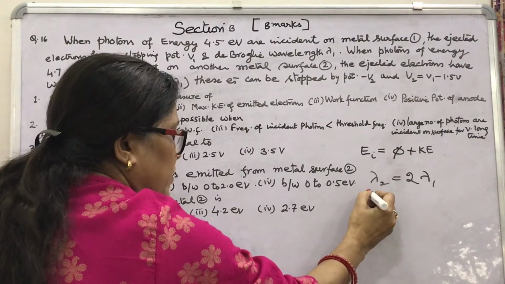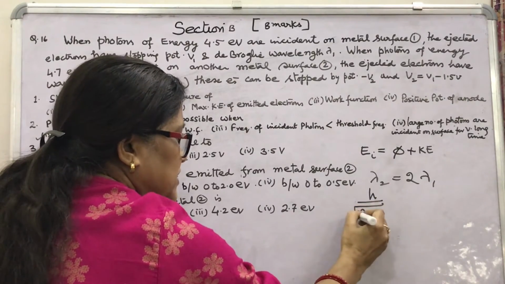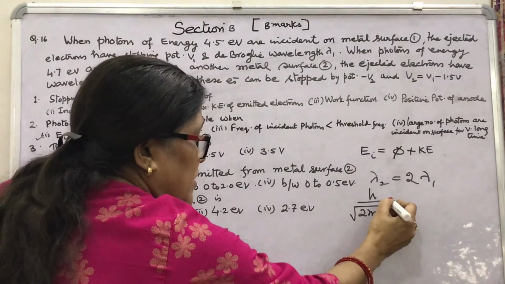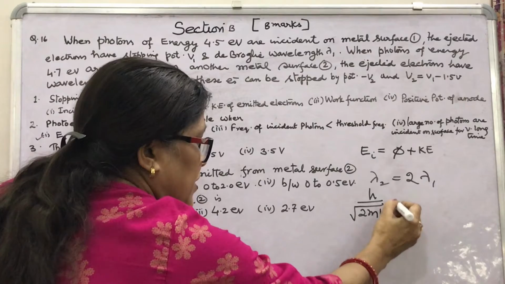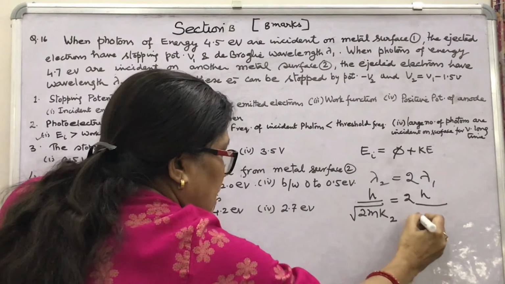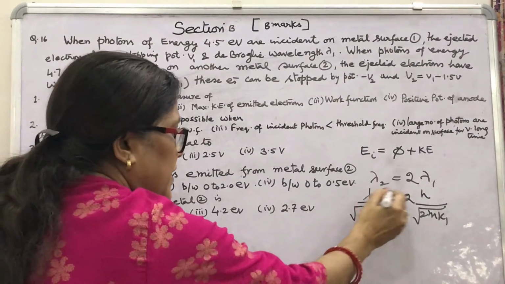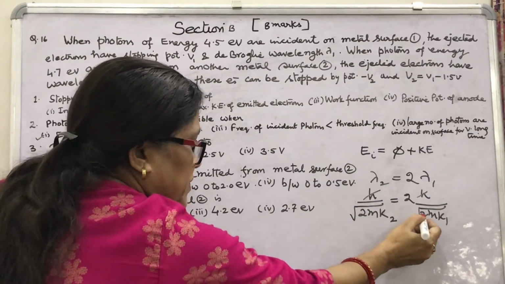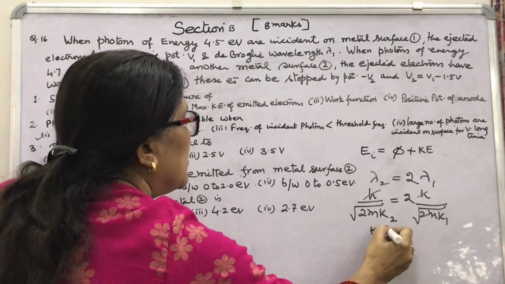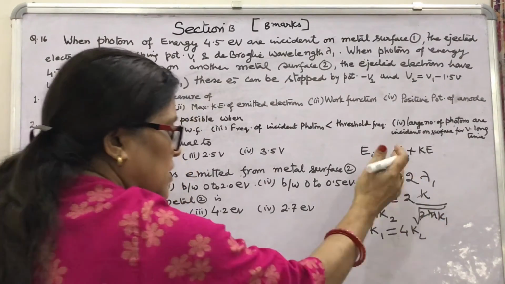And what is the de Broglie wavelength? De Broglie wavelength is h upon p, and p can be written as root of 2mK, the momentum. So for 2 you will write K2, the kinetic energy. Here you will write 2 into h, Planck's constant, upon root of 2mK1. What will you get here? Whole square. This will be 2 here. This will be 4K2. So K1 equals 4K2 will be, or not? This 2m will be cancelled.